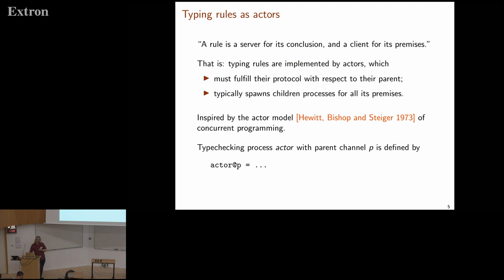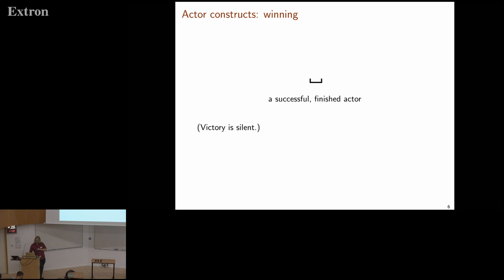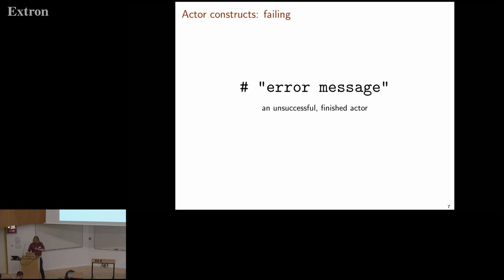So we have a few different constructs for the actors. If you have nothing more to do, then you don't have to do anything. Just write nothing. Winning is silent. So this is how you finish, and you're happy. Failure is noisy. So if you do want to fail, then you can always give an error message like this. And that means that you're really stuck and there's nothing else to be done. But then you can always give an error message to the user to say what went wrong, etc.